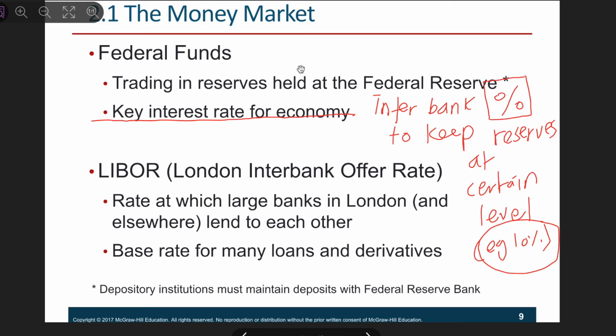for the economy. And we also have the London interbank offered rate, right? The same concept, but it's interbank not only in the US but in London and everywhere. And it becomes a base rate for many loans and derivatives, right? So inside of the US, we use that as a fundamental, and for the world, we use the LIBOR as the fundamental key interest rate.